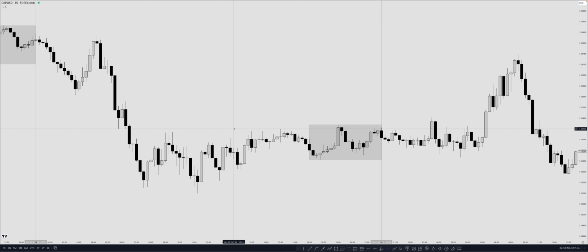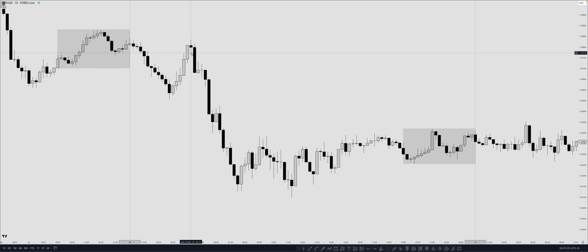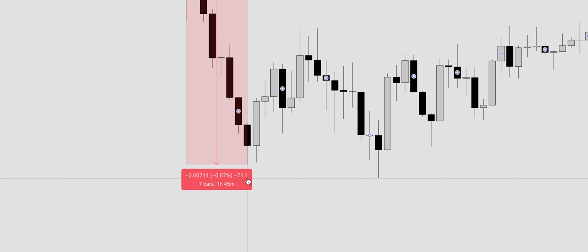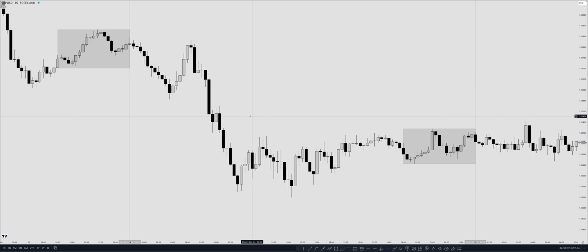So now again, focusing on this specific expansion right here, this downside movement, which was a 71-pip drop, so a pretty solid drop to the downside. Now what I want you guys to pay attention to is formations when price is moving towards one direction, and when it revisits a fair value gap, and when it leaves it empty, completely open.